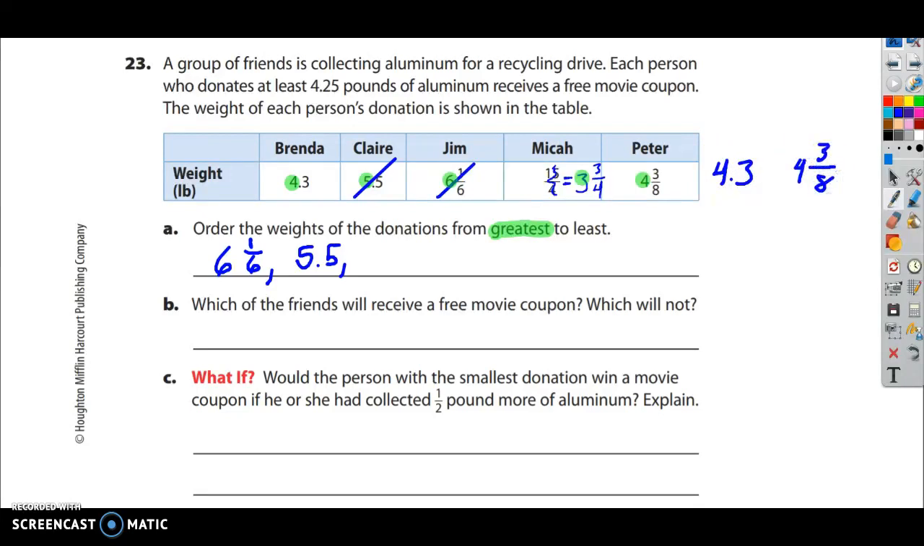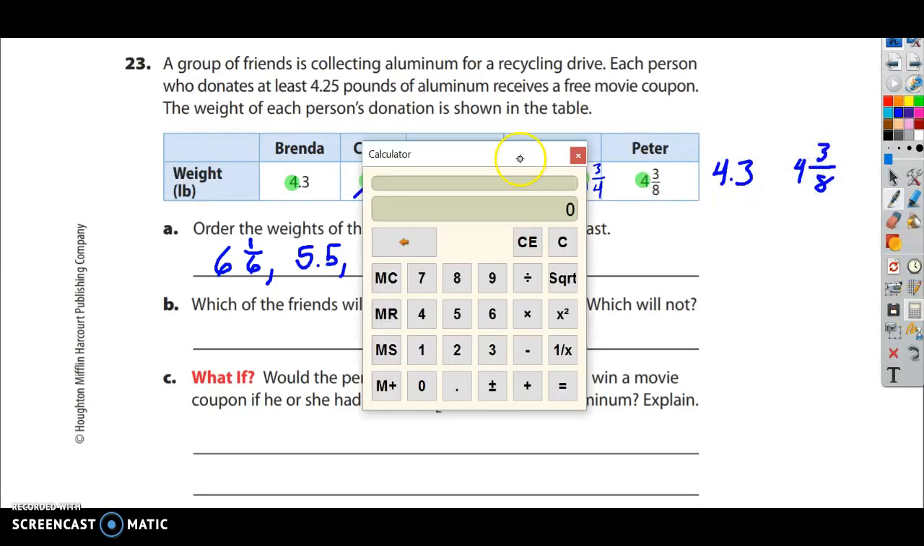And that's kind of complicated, so I'm going to use a calculator here. I don't use a calculator very often, but I'm going to use it for this one. What I need to do here is divide 3 divided by 8 to figure out what that is as a decimal. So watch how I do this. If I do 3 divided by 8, I get 0.375.